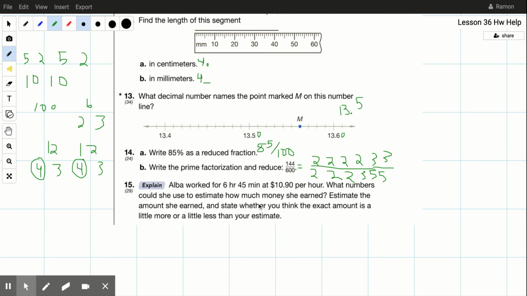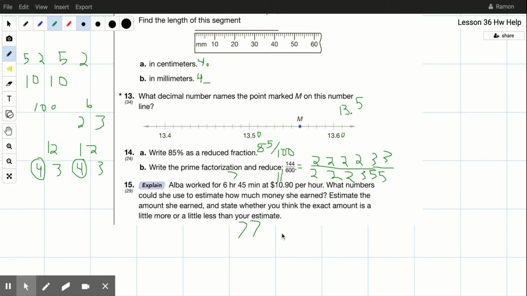What numbers could she use to estimate how much she earned? Estimate the amount she earned, and then state whether we think the exact amount is more or less. If we're going to estimate here, first we have to round the number of hours she worked into whole numbers. So 6 hours, 45 minutes, that's close to about 7 hours. And $10.90 is about $11 an hour. So when we multiply those, our estimate is $77.